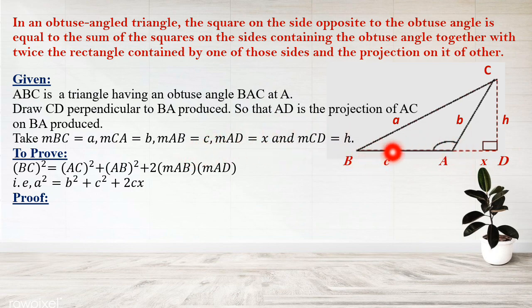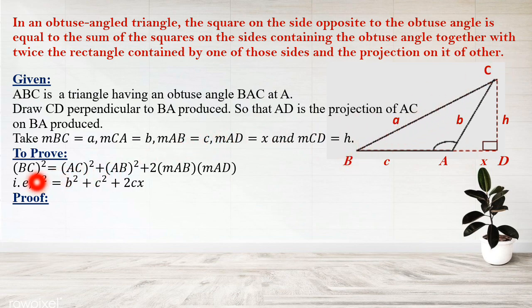Okay, let's name the sides. So students, here we have taken BC side equals to a, AC equals to b, measurement AB equals to c, and AD we have taken as x, and CD is taken as h. Okay students, what we have to prove? We have to prove that the square on the side which is opposite to the obtuse angle, the side is this one, BC square.